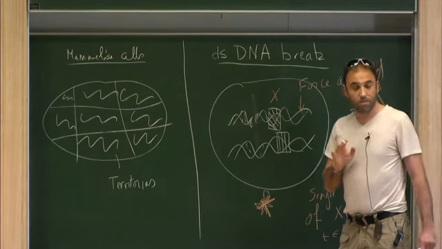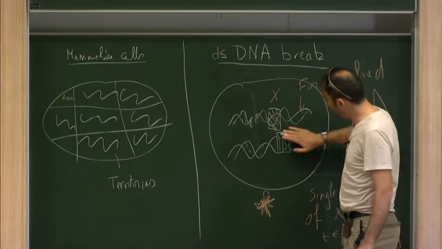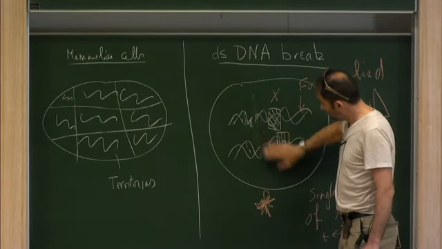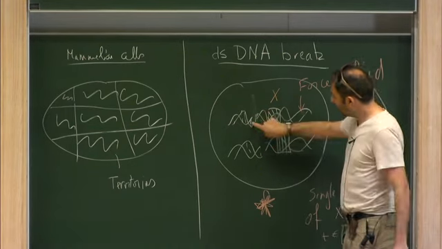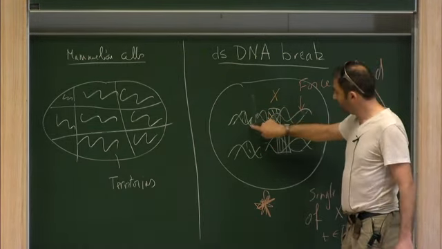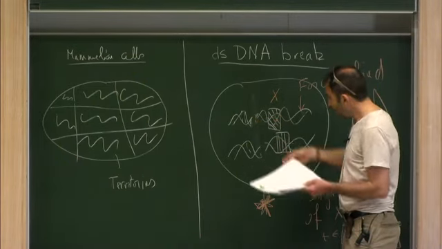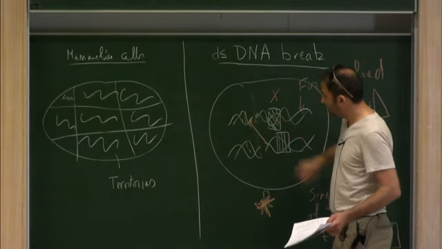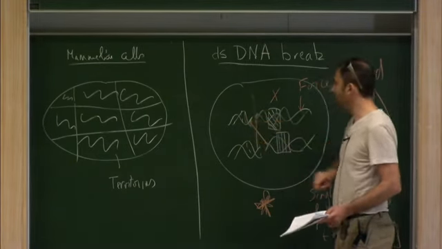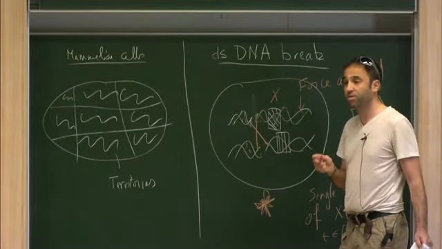Now, some drastic event can happen. Suppose now you have two breaks. It can happen that under some conditions, instead of this being repaired directly by this one, this is going to be repaired by that one, and this one is going to be repaired by this, which is very dramatic for the cell.